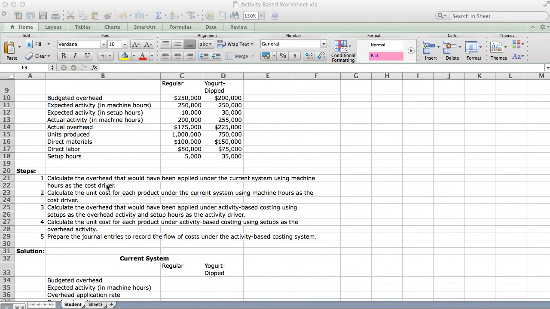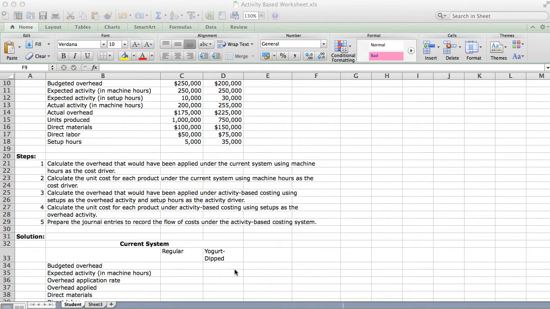So if you'll see in the template under current system and the solution, I've broken it out where you're just going to plug in the numbers under regular and yogurt dipped, and keep in mind that you may want to add a total here in column E so that you have a combined total between regular and yogurt dipped frozen yogurt. So in row 34 we're going to be calculating the budgeted overhead, and that is actually already given to you above, so there's no change there. You're going to just copy the budgeted overhead from row 10 into row 34.